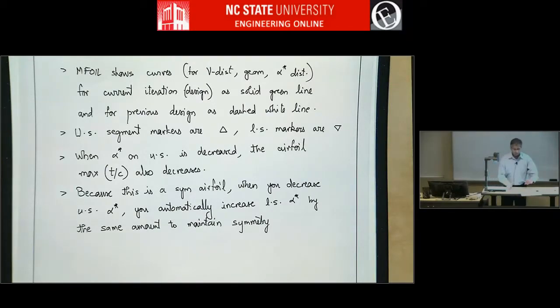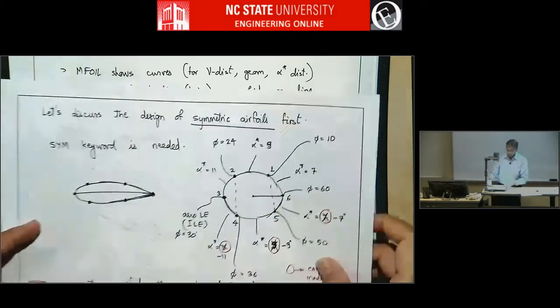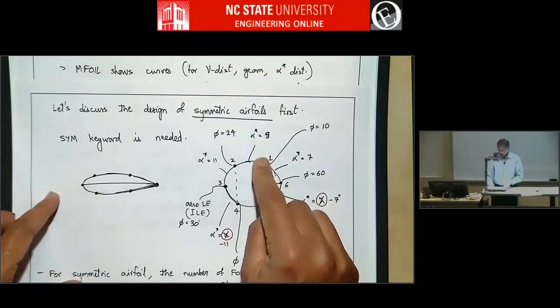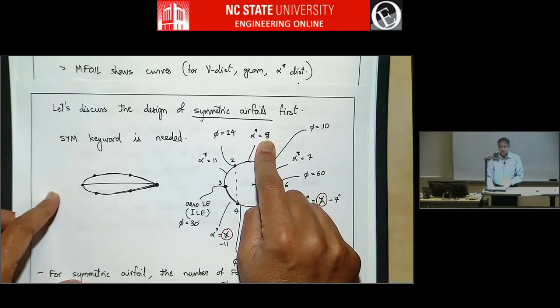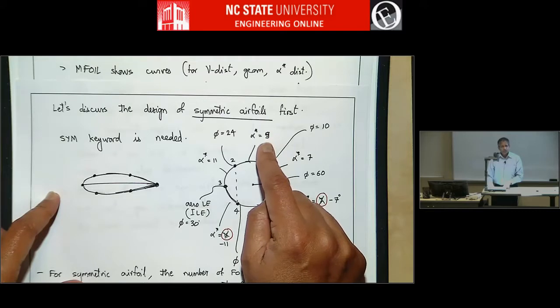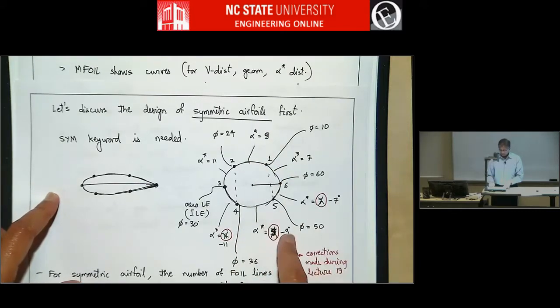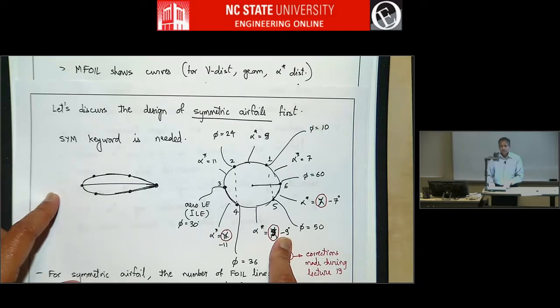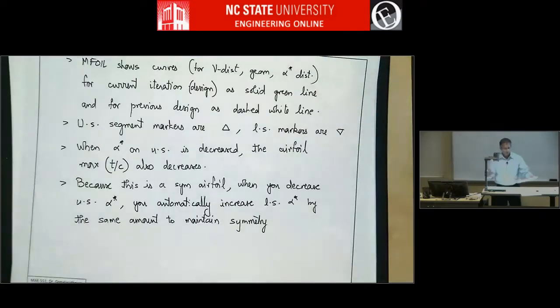So when you take an airfoil like this and you change the alpha star, let's say from 9 to 6, you decrease it by 3 degrees, right? It's a symmetric airfoil. So automatically this will, from -9, become -6. If you decrease this, this will have to increase by the same amount because it's a symmetric airfoil. In a cambered airfoil, that won't happen. It won't happen automatically.